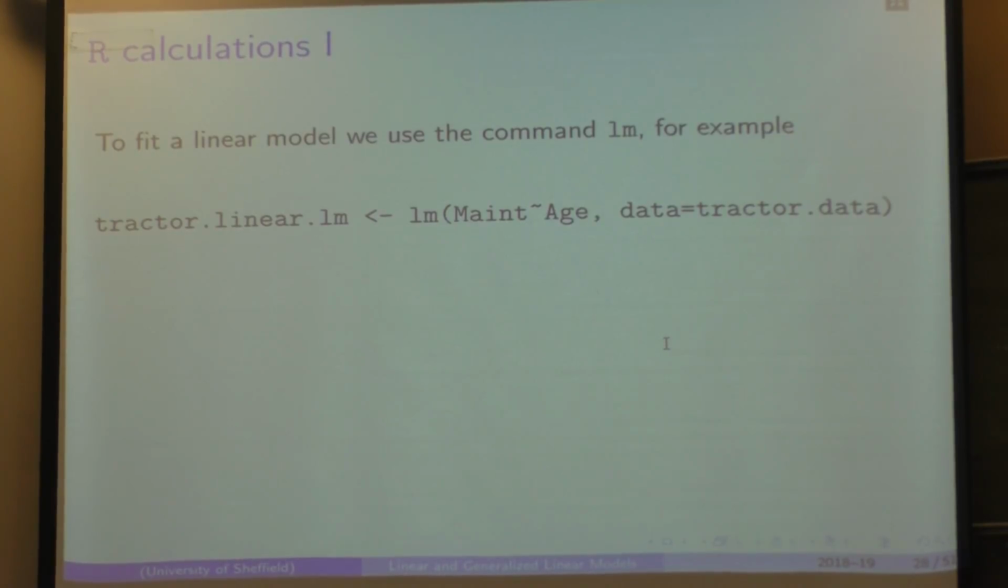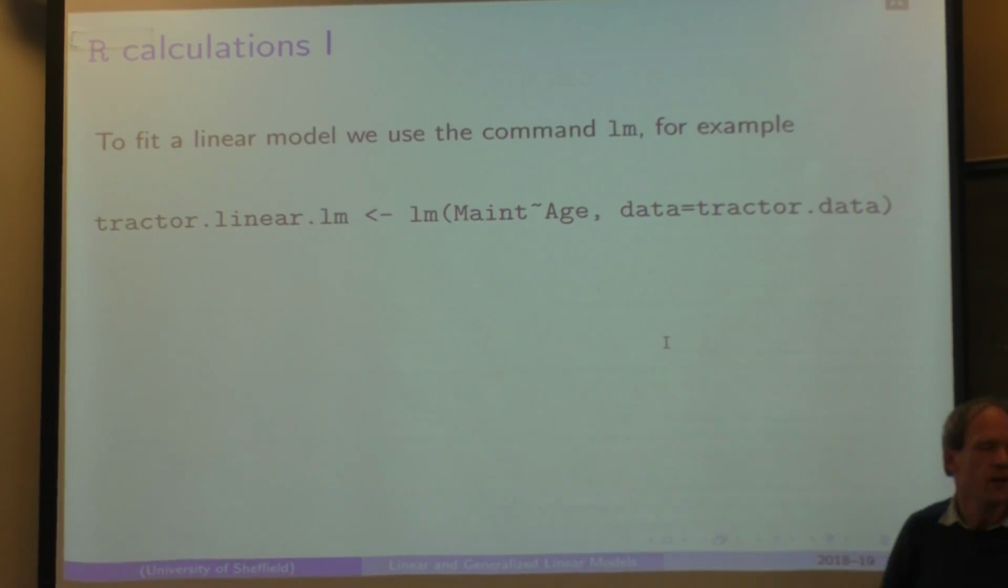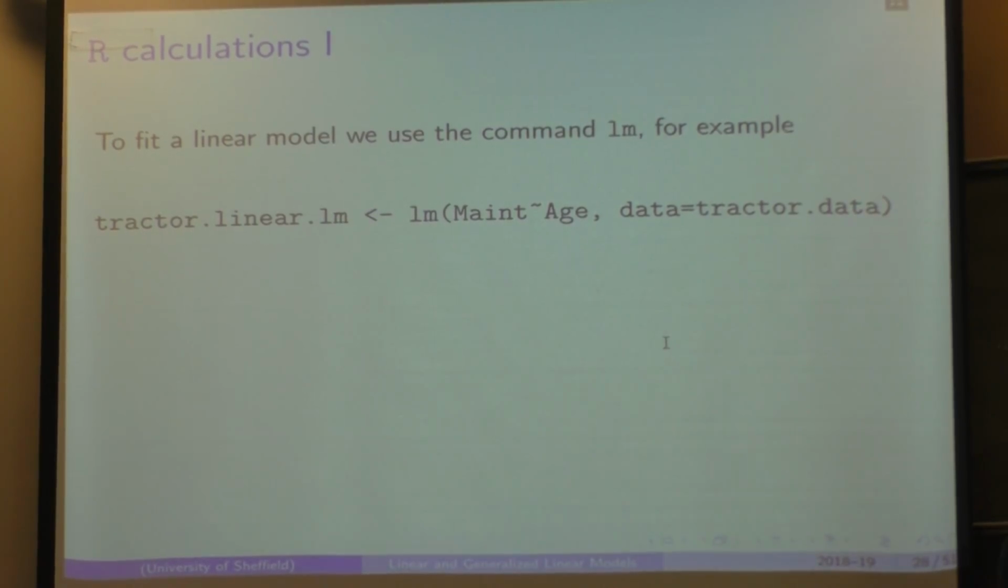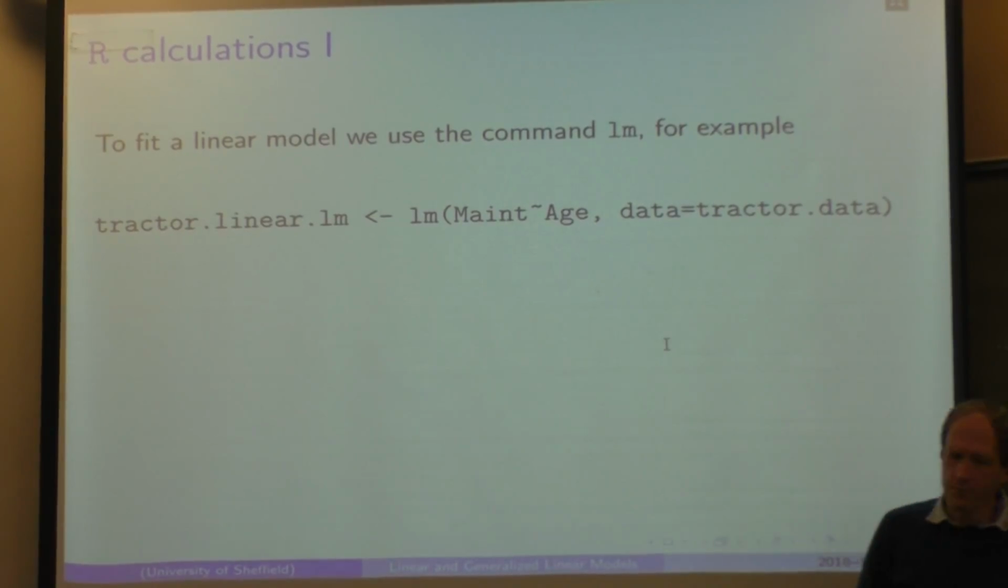Okay. So the main function for linear models in R is lm. Okay, so here's an example command using the function lm. So to do this, we're going to need to have the tractor data already available to R as a data set. So otherwise data equals tractor.data here will give an error. The columns in that data set are labelled mate and age.